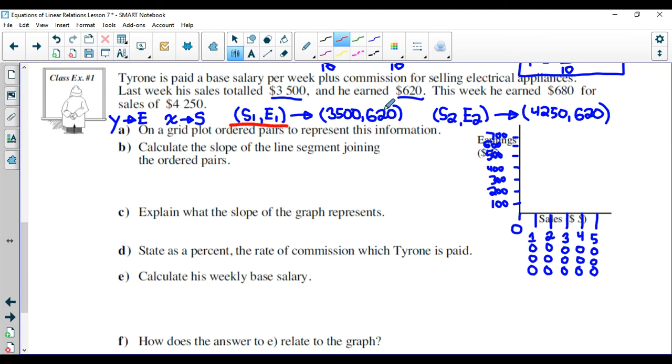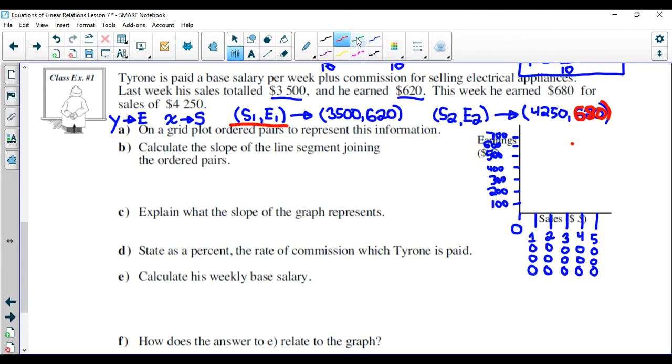Start off at this point. I'll do this one in red. It says when your sales are 3,500, your earnings are 620. If I go across here, 3,500 would be halfway between 3,000 and 4,000. And then 620 would be about right here on the graph. Oops, this should be 680, sorry. This number right here should be 680. Okay, let's plot that first point. We have 3,500, 620. So 3,500 is here, and 620 is about right there.